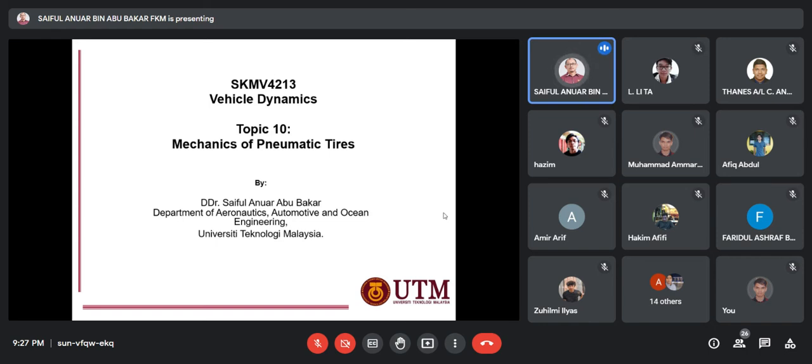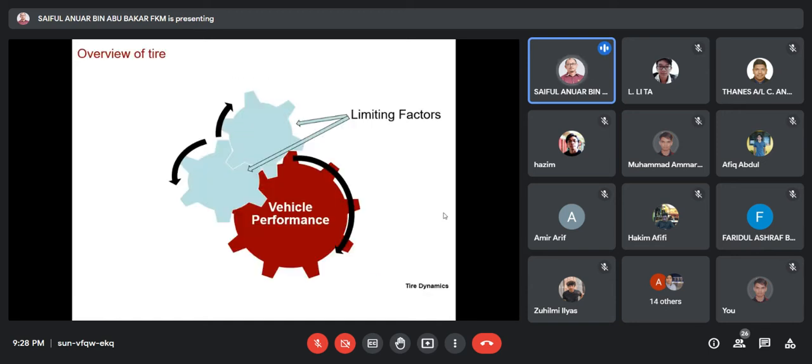Okay, back to the multi-body simulation model. Usually this kind of simulation model also uses a tire model. It's just that in the tire model, they don't use the cornering stiffness constant. They have a non-linear characteristic of the tire, which later on we're going to take a look at. Okay, this is just for the introduction. Now this is the overview of tires.